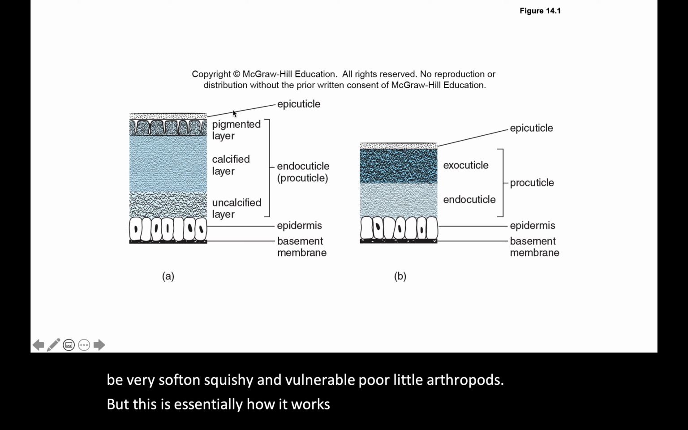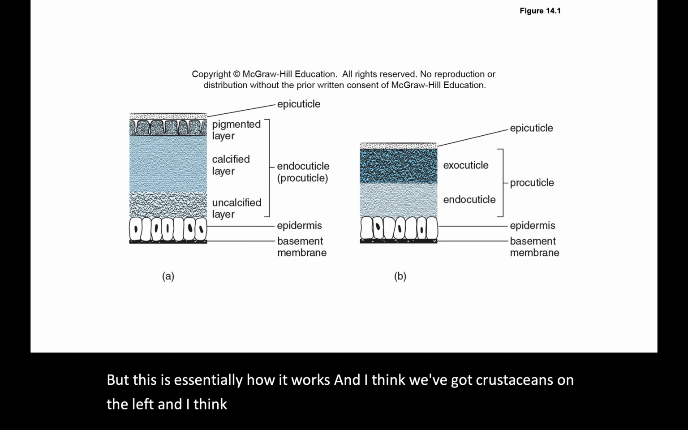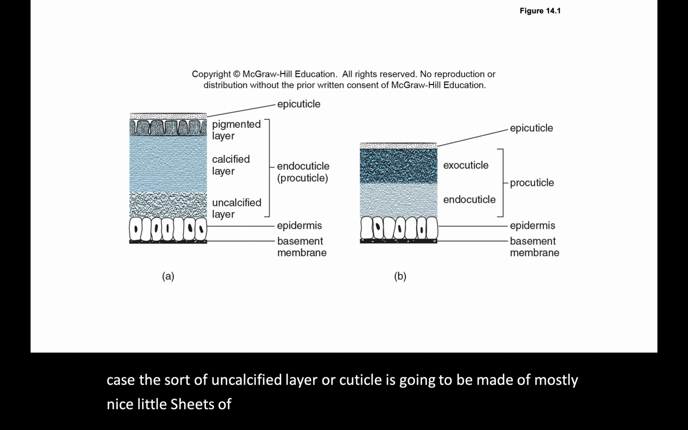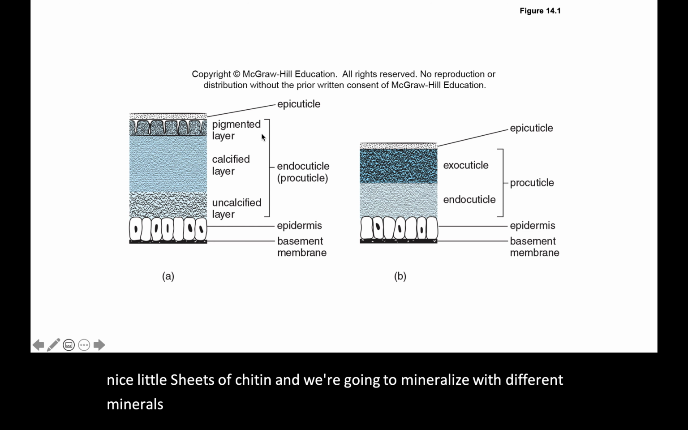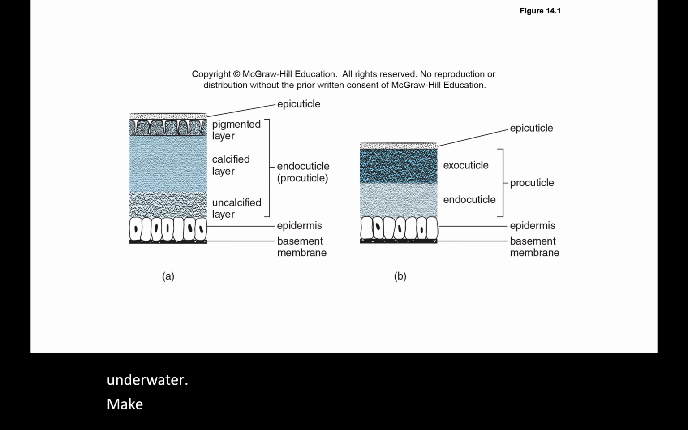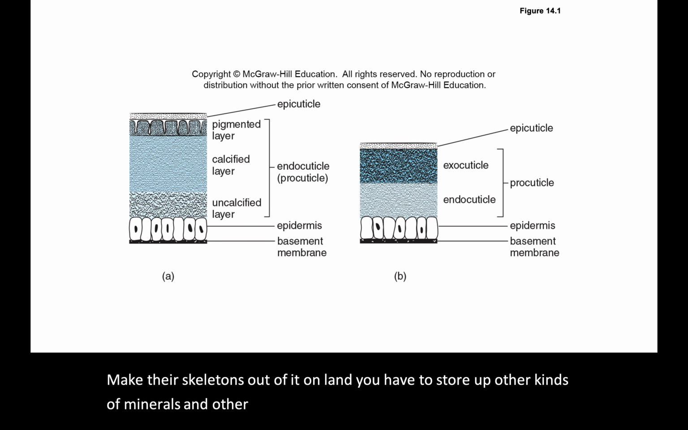I think we've got crustaceans on the left and insects on the right, but it's the same idea. In each case, the uncalcified layer, or cuticle, is going to be made of mostly nice little sheets of chitin, and we're going to mineralize that cuticle on the outside with different minerals. If you live under the water, calcium carbonate is easy to come by. That's why so many things that live underwater make their skeletons out of it. On land, you'll have to store up other kinds of minerals in other ways, but it can definitely be done.